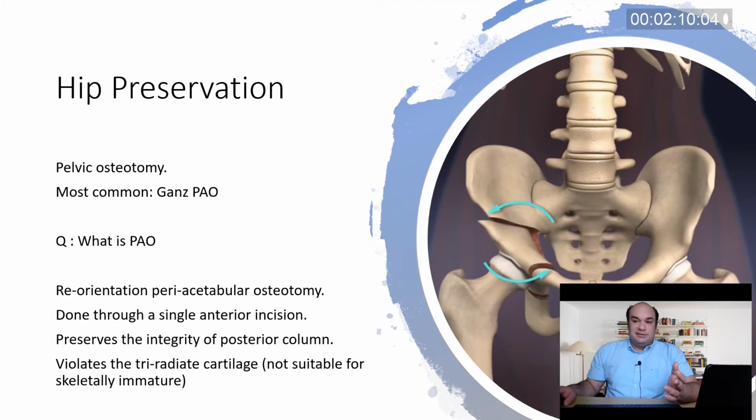What is a Ganz periacetabular osteotomy? It is a reorientation osteotomy done through a single anterior approach, and it preserves the integrity of the posterior column, but its main disadvantage is that it violates the triradiate cartilage, so not suitable for the skeletally immature patient.